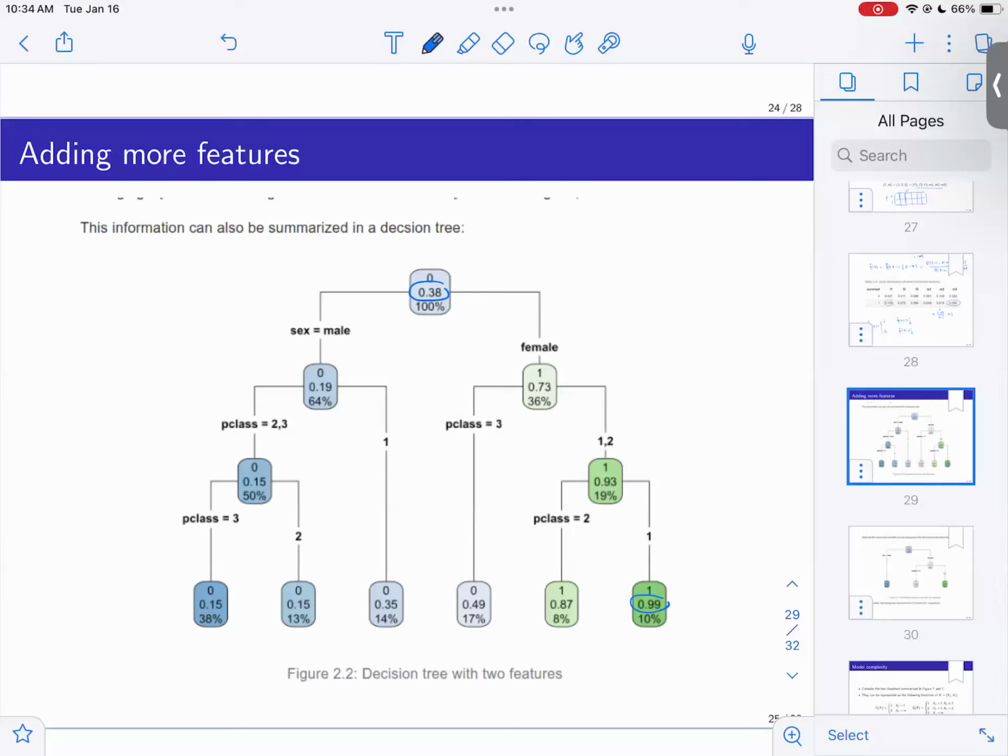What does the percentage represent? Is it the proportion of data? Yes. This last one is how much of the data falls into each node. So 1% of the data is there. 36% were female, and here 64% were male, and so on and so forth.